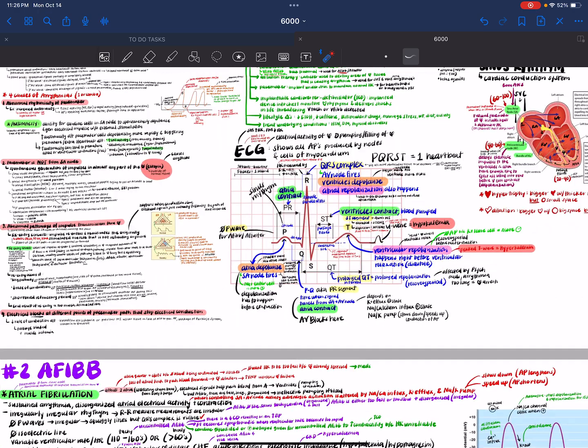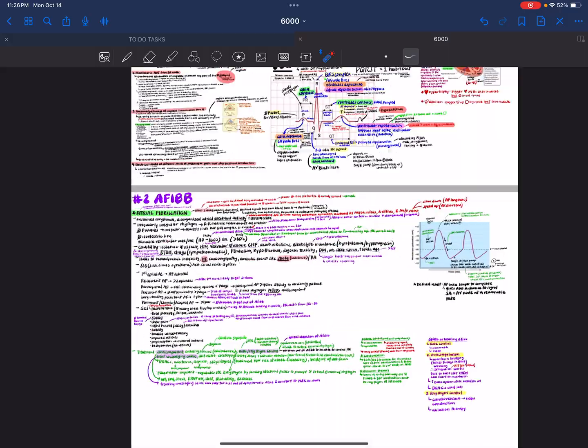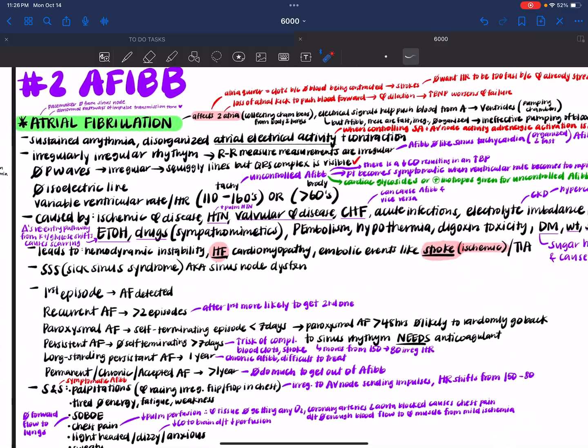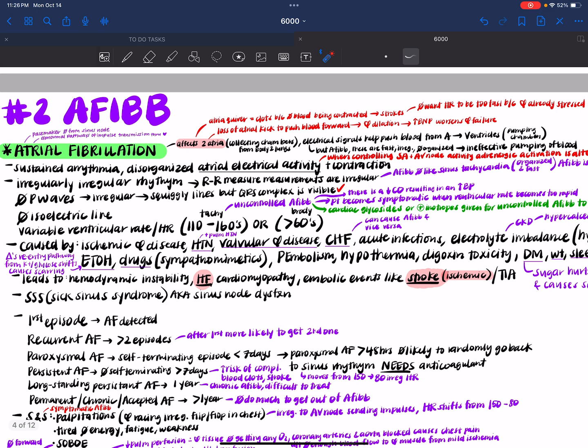Very good. Now, a little bit about AFib. So AFib is atrial fibrillation. Pacemaker is not from the sinus node. It's having a hard time to basically have a heart rate. And normal pathways of impulse transmission through the heart affects both the atria.